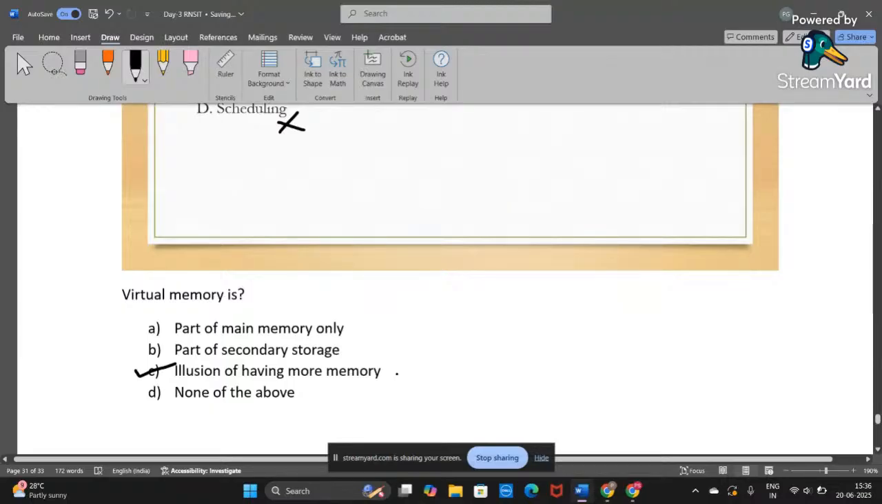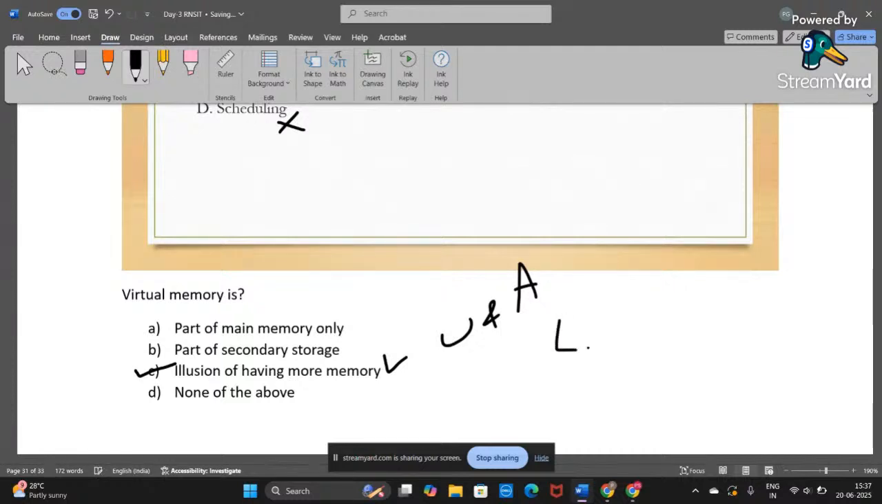It gives the illusion to users and applications that they have access to a large amount of RAM. Got it? That is what virtual memory means. I'll give you one more question.